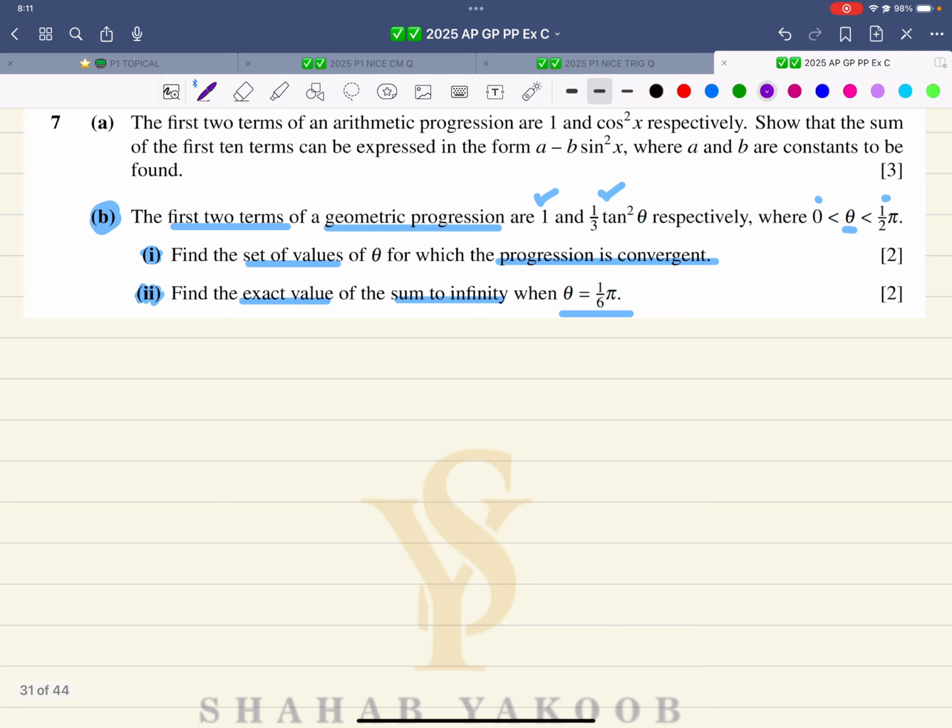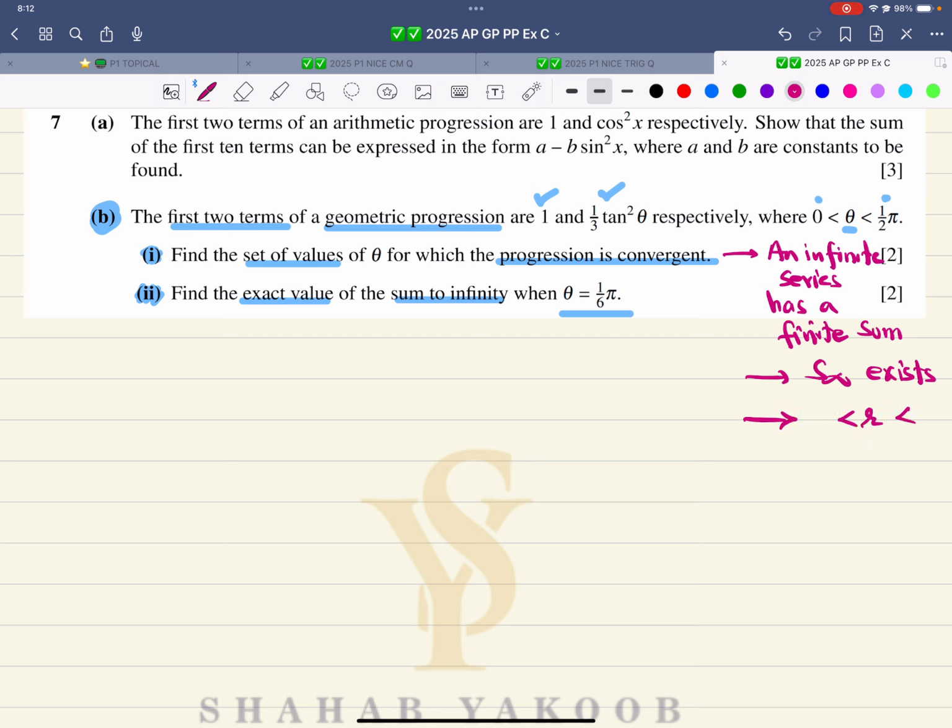Now this wording over here, progression is convergent, it means an infinite series has a finite sum. Now when an infinite series has a finite sum, sum to infinity exists. And what is the condition for sum to infinity? Common ratio lies between negative 1 and positive 1. So that is the condition.